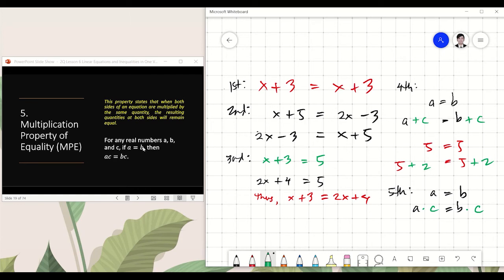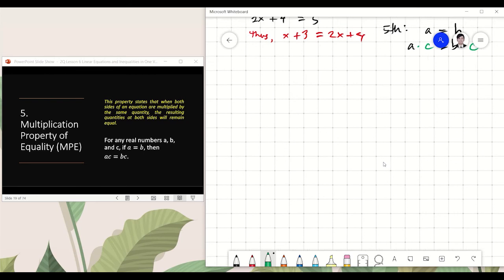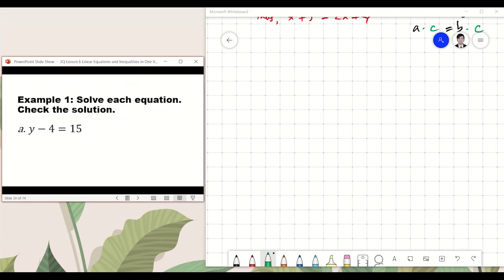Okay, so now you're aware of the 5 properties of equality. So this is the best time for you to start solving a certain equation. So let's have example number 1. We're asked to solve and check the solution.